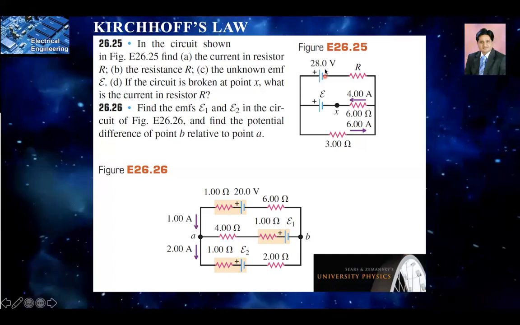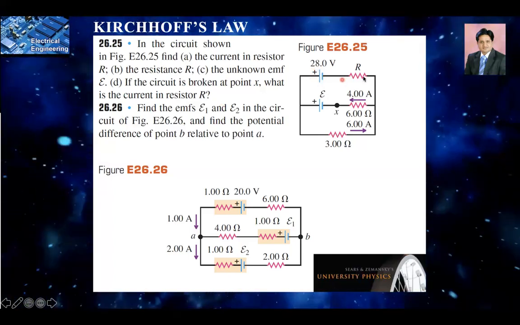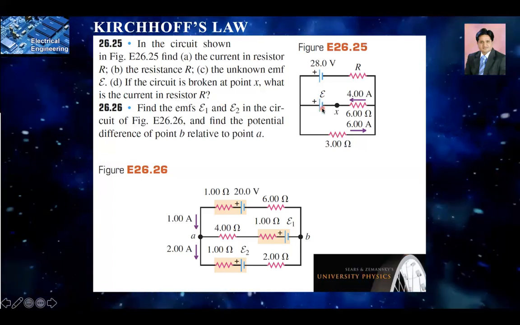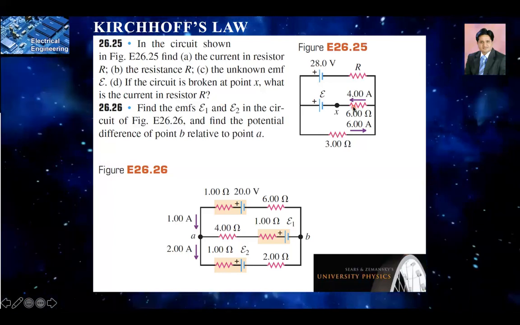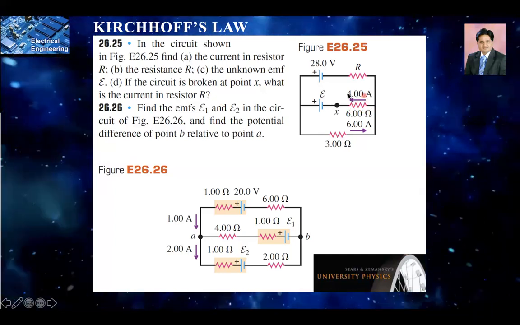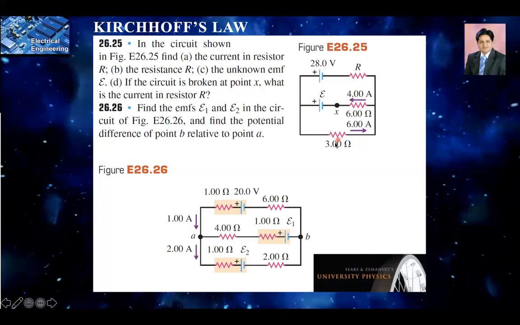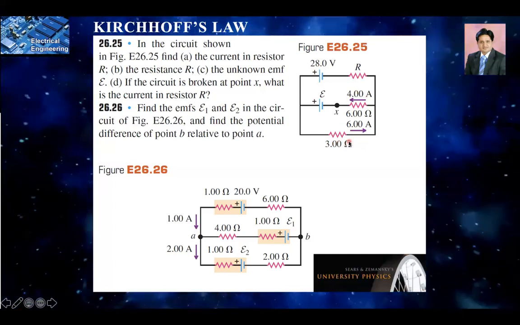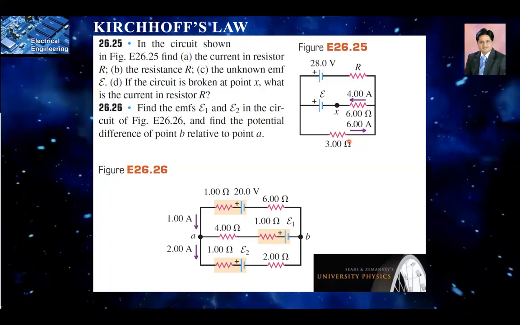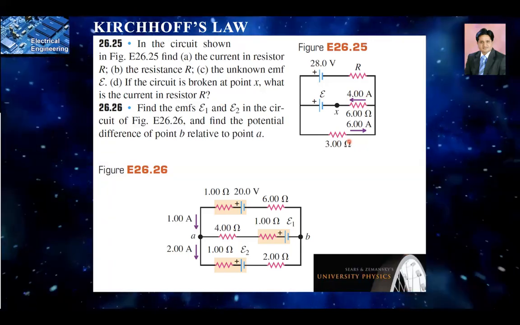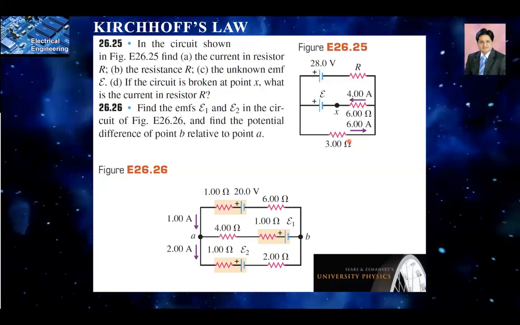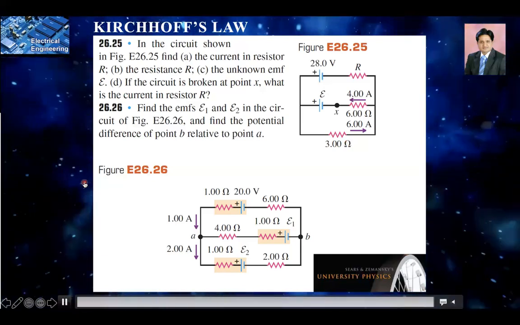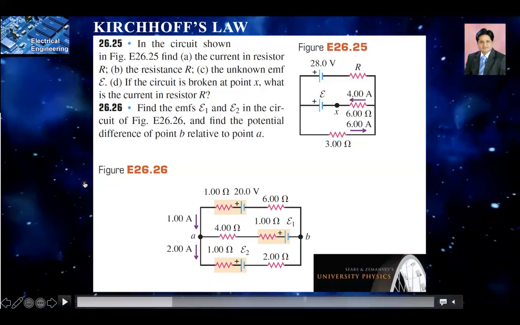You have two batteries. You have a 28-volt battery. You have a resistor R. You have another EMF battery whose EMF is unknown. And then you have the 6 ohm resistor with 4 ampere current flowing through it. And here you have 3 ohm resistor with 6 ampere current flowing through it. So pause the video. I'm going to give you 5 minutes to work on this question, and then we can go over the solution. All right, I assume you solved this question. So let's quickly go over, you guys have completed this. Okay, so let's go over the solutions now.